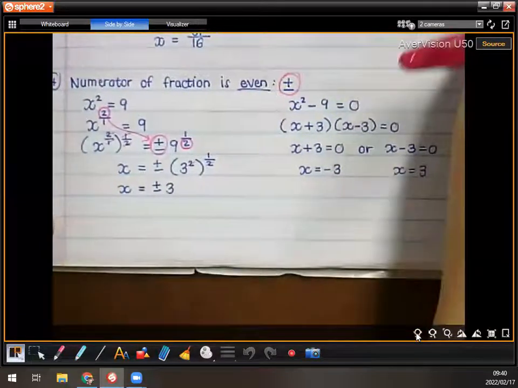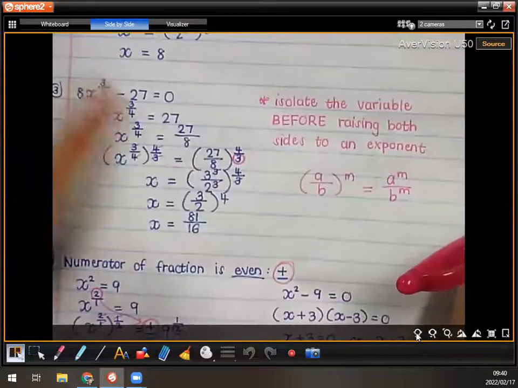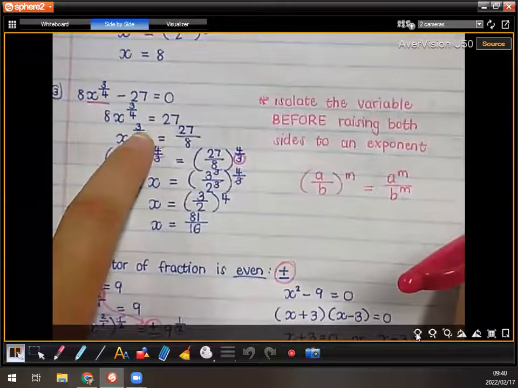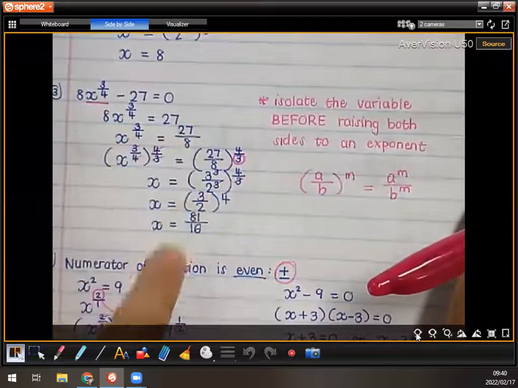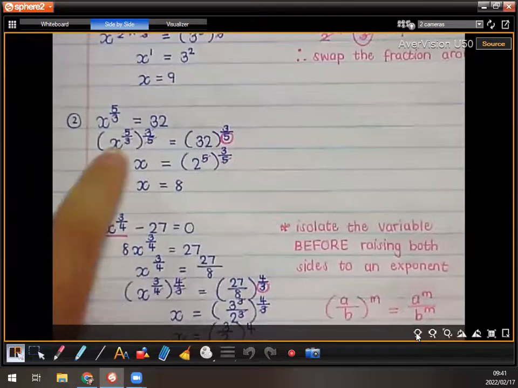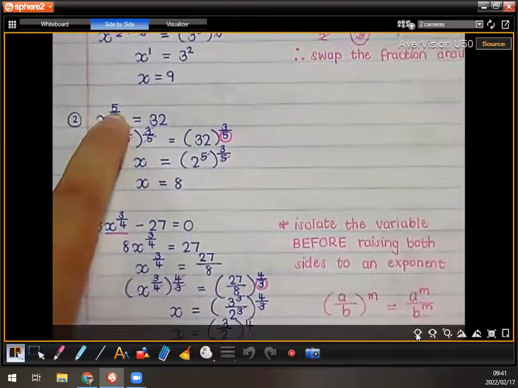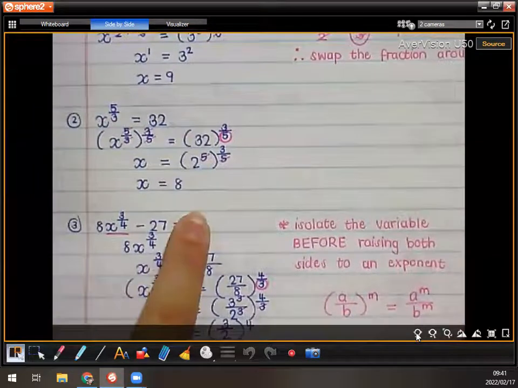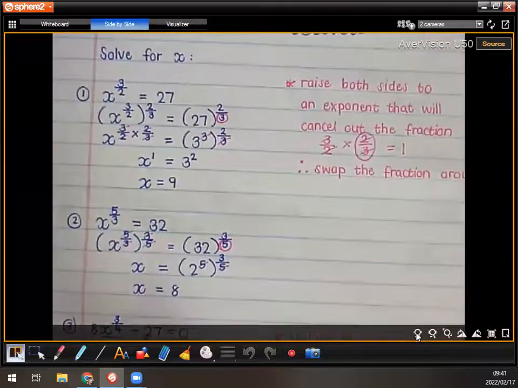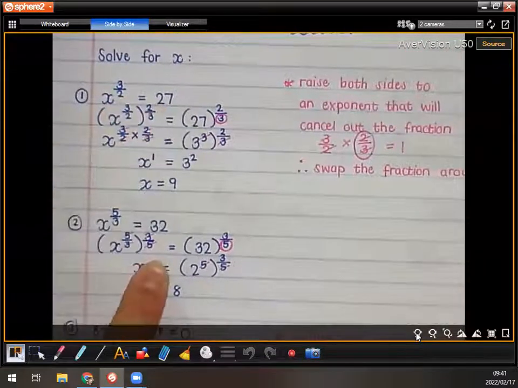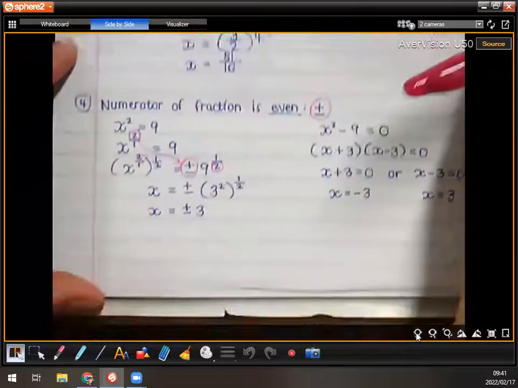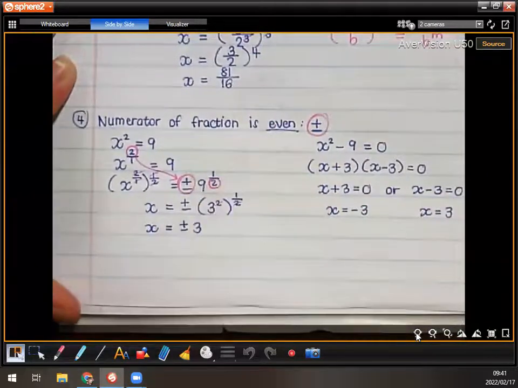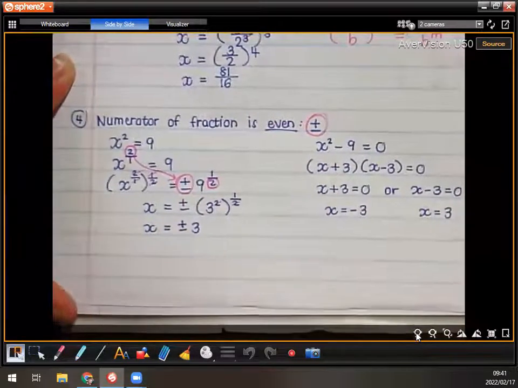Guys, I'm just going to go back up to the previous ones. Say, for example, the numerator was odd, so we didn't have to do a plus minus. In this one, the numerator was an odd number, so we didn't do a plus minus. In the first one, the numerator was an odd number, so we didn't do a plus minus. But when the numerator is even, you have to remember to put a plus minus. Okay, let's do another one. Example 5.